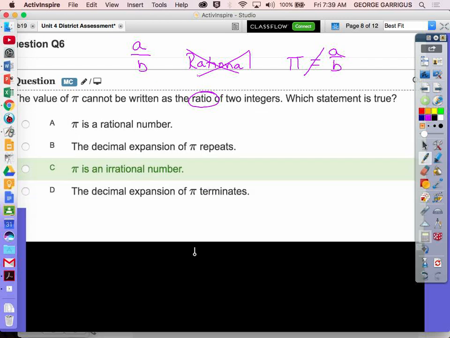Pi is a rational number. Well, that doesn't make any sense. We already know it's in the column for irrational numbers. B, the decimal expansion of pi repeats. Doesn't. That would mean it was a rational number. The decimal expansion of pi terminates. We know that would also include being a rational number. So these three things are all part of the definition of rational. So only one answer made sense, and it was C.